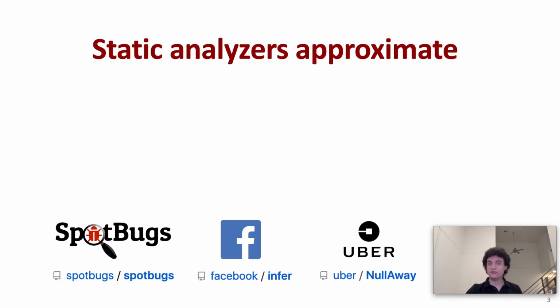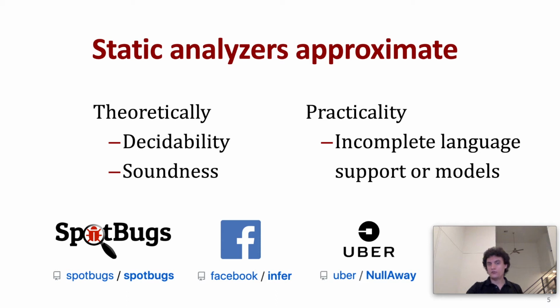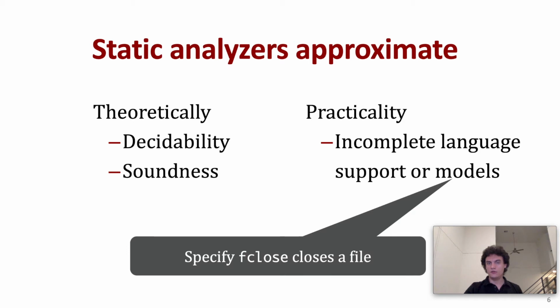Now, we know that static analyzers approximate, and one familiar trait where they approximate is at a theoretical level. So there are standard issues around decidability, whether we can find or detect certain bugs, and to what degree we can be precise about finding those bugs. But static analyzers also approximate in the interest of practicality. So when an analysis is implemented, it may not understand every construct of a language, or it might miss some function models. For example, the analysis might not know that a particular function closes a file if it fails to infer that behavior, or if we don't specify it.